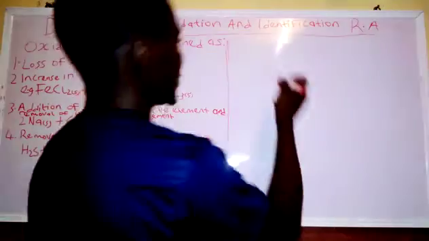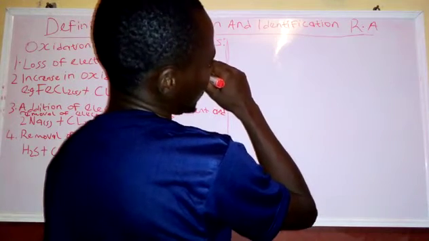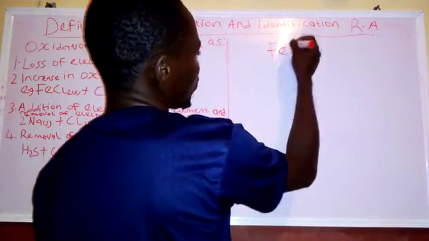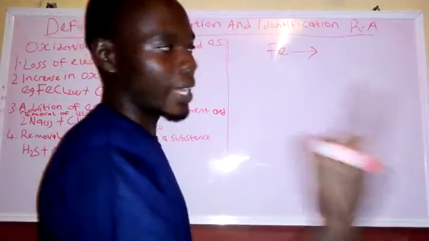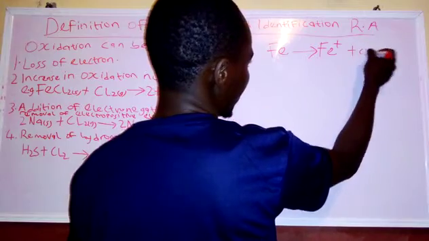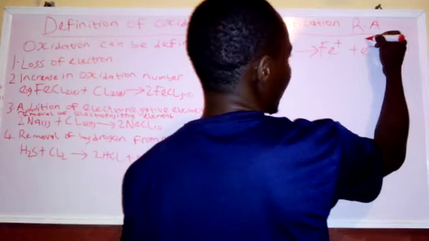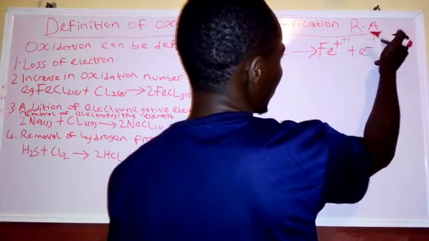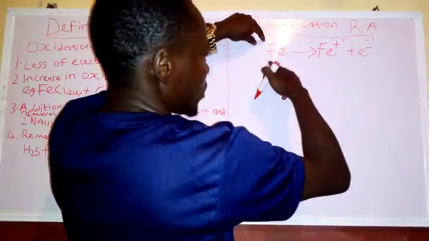So for example, let me use iron. Look at what happens to neutral iron. Iron loses an electron to become Fe+. Now look at this e minus, this representation of an electron. It has a charge of minus one, and the iron here has a charge of plus one. So plus one minus one is zero. You can see that the charge is balanced, so when we add them together, that's why you have Fe.